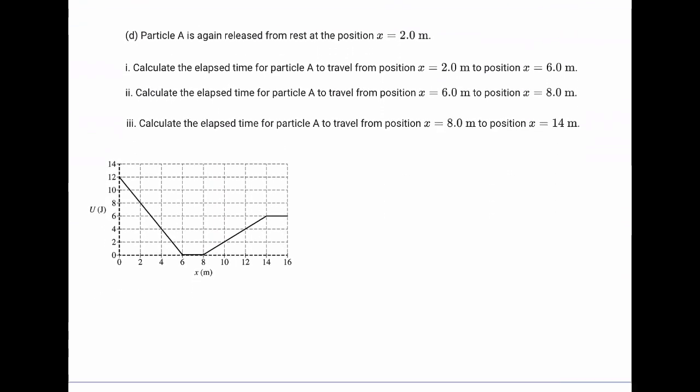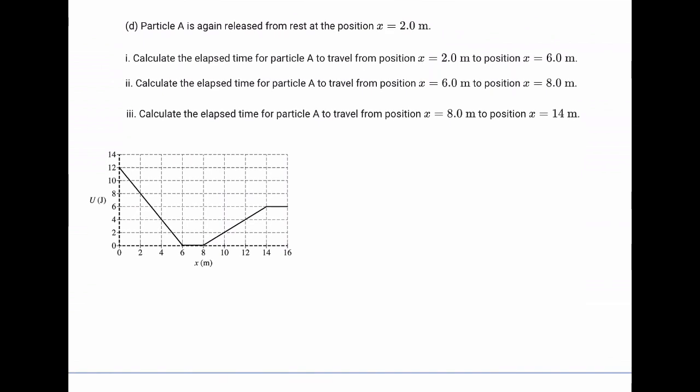Now there are 3 parts for part D. It says that the particle is released from rest at position 2. So we will keep in mind that the particle is released from rest at that position. And we need to find the time that the object travels from 2 meters to 6 meters, then from 6 meters to 8 meters, and then from 8 meters to 14 meters.